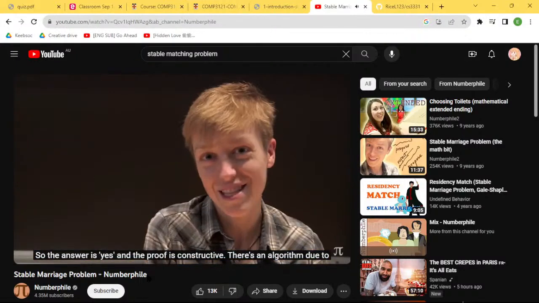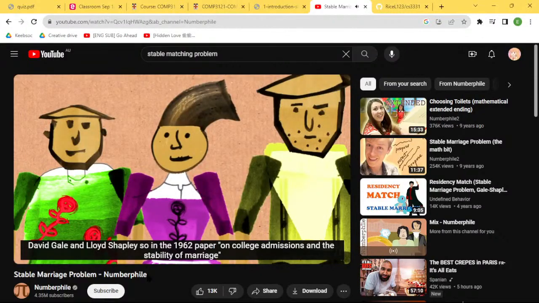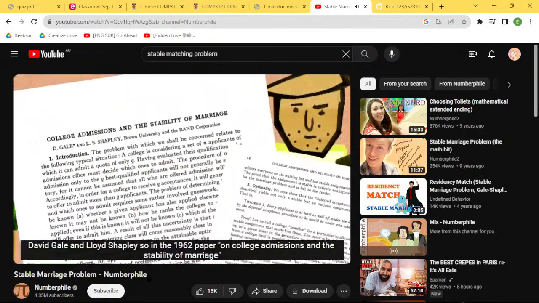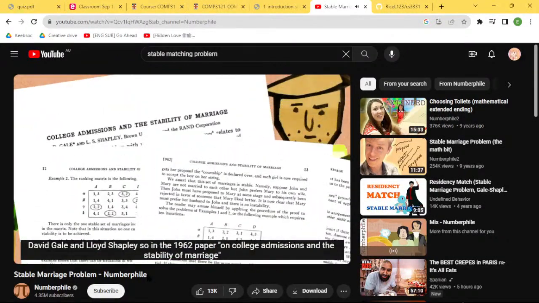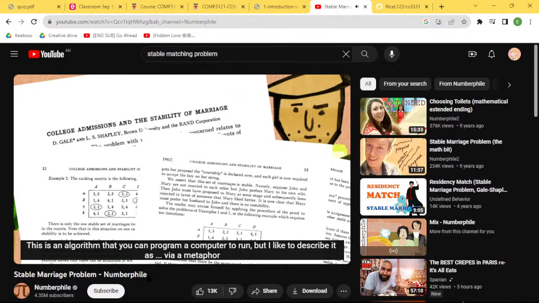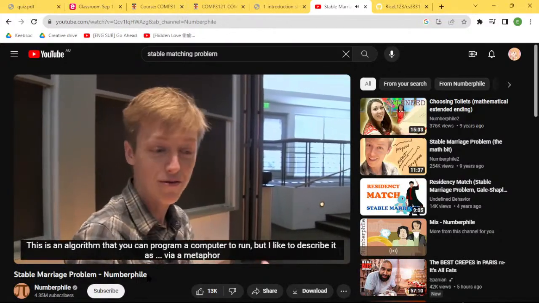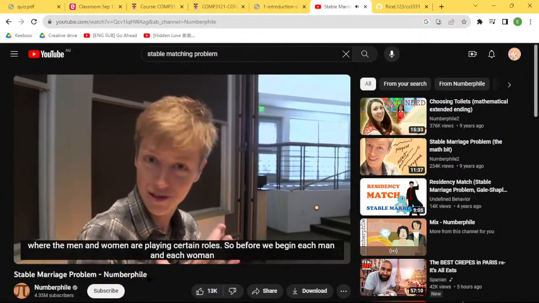So the answer is yes, and the proof is constructive. There's an algorithm due to David Gale and Lloyd Shapley in a 1962 paper on college admissions and the stability of marriage that proves that this can always be done. And so I'd like to describe that algorithm to you now. This is an algorithm that you can program a computer to run, but I like to describe it via a metaphor where the men and women are playing certain roles.